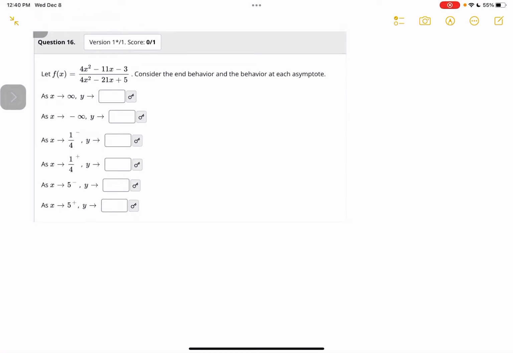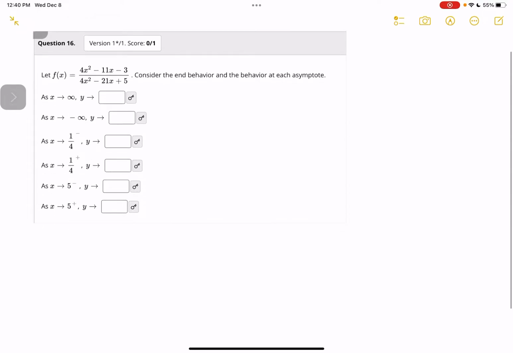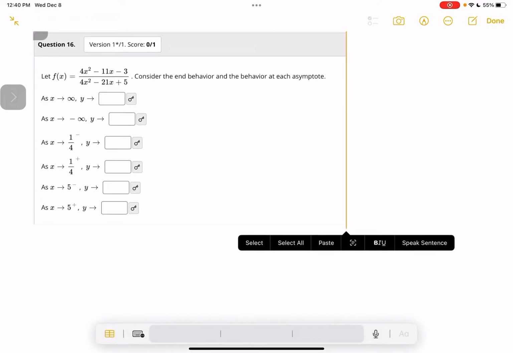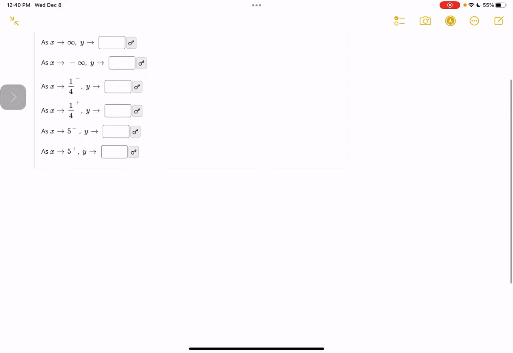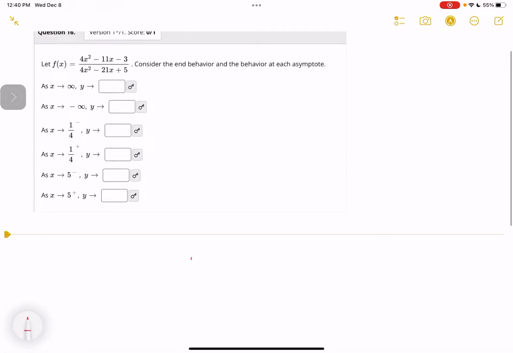Here's another problem that talks about end behavior and behavior at the asymptotes. So we have f of x equals 4x squared minus 11x minus 3 over 4x squared minus 21x plus 5. Let me rewrite the problem. F of x equals 4x squared minus 11x minus 3 over 4x squared minus 21x plus 5.